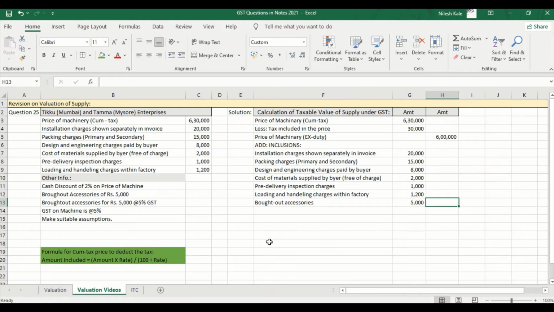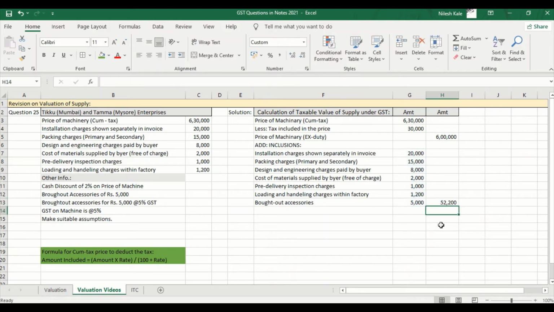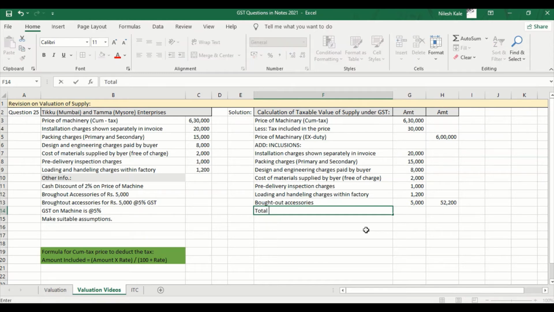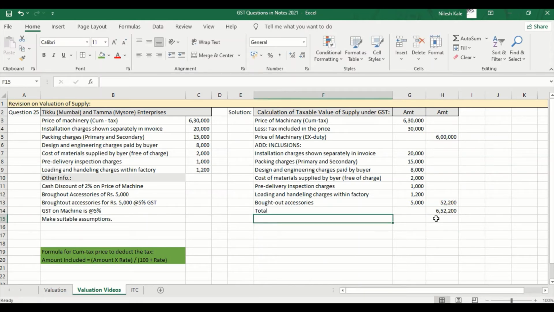Now look at this bought out accessories. This is the GST rate they have given. GST on machinery 5% is given, so make suitable. There is no more addition we have to take. Now I will have to sum all these things. That is 52,200. Now I will write here the total of 6 lakh plus 52,200. It is 6,52,200. Now I will go for exclusions.